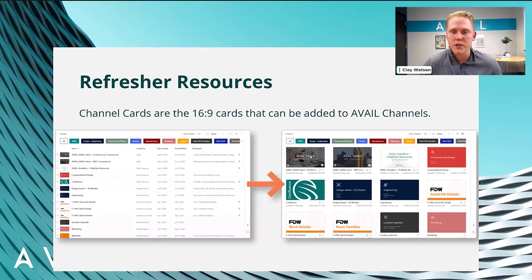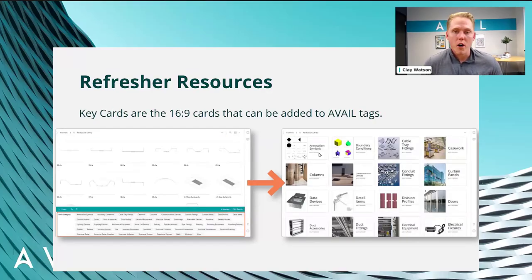So channel cards are your first layer of visual navigation in Avail. That's what you put on your homepage, what users are going to see when they first log into Avail. And then your key cards are nested underneath these channel cards. So once you've created your channel, you can go in and add an additional layer of visual navigation around some of the tags that you might have on this content.